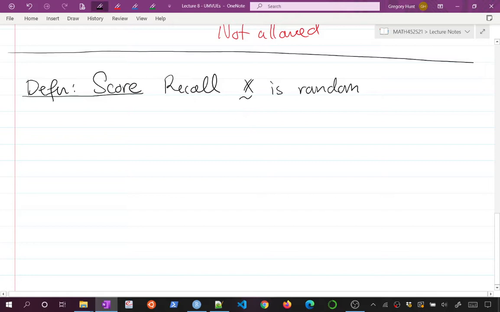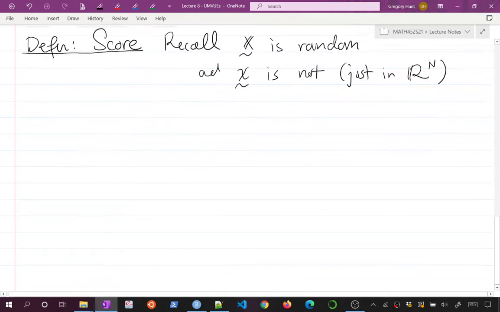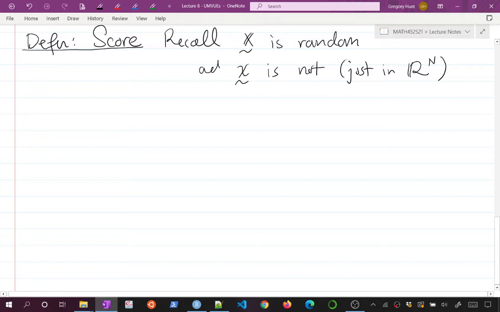This, or I guess typically I write it as a lowercase, is not. It's just a vector in Rn. You can think of x tilde as a random vector, let's say. So we're going to do something a little bit weird, but let's talk about the definition of what score is.